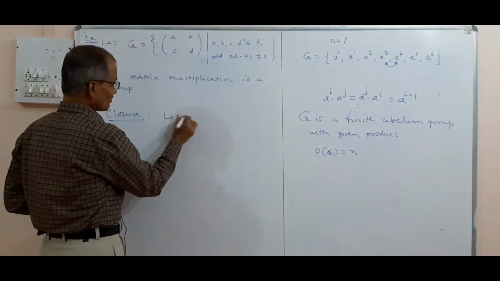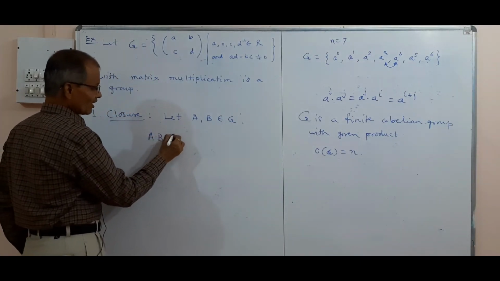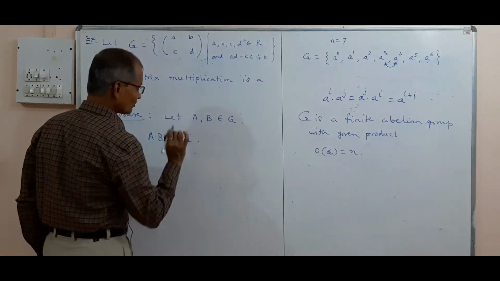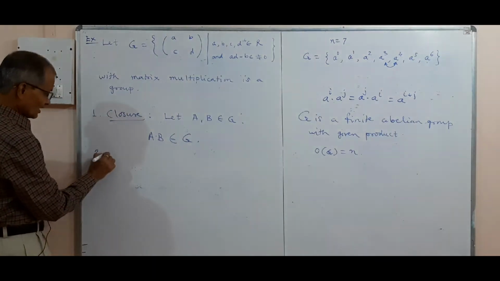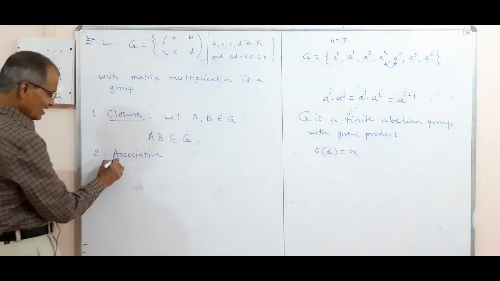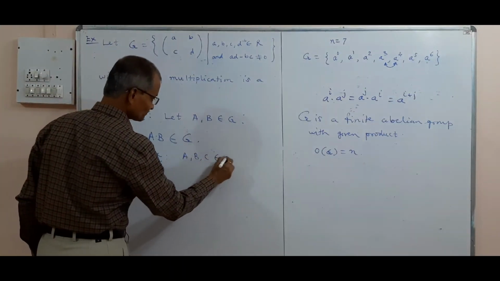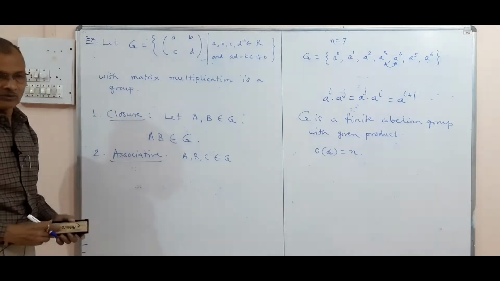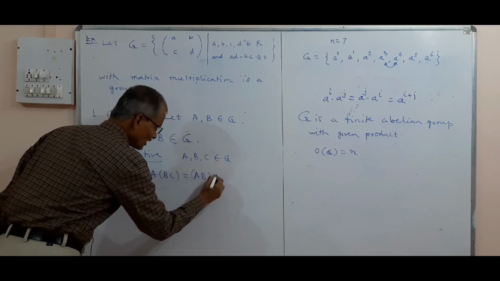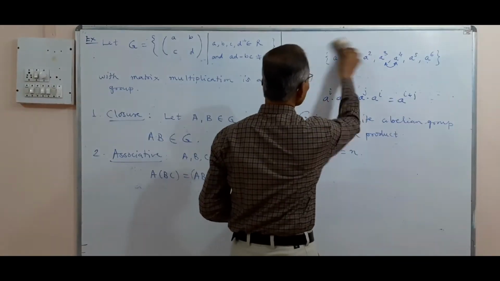Suppose A, B are 2 matrices belonging to G. Then what is the product? A into B is also a 2 by 2 matrix. The matrix multiplication belongs to G, and therefore the closure property is satisfied. Second, the associative property. We shall consider properties of matrices here. Matrix multiplication is associative. That means if A, B, C belong to G, 3 matrices of order 2 by 2, then A into B into C is equal to AB into C, and thus matrix multiplication is associative. Now what remains? Third property, identity.